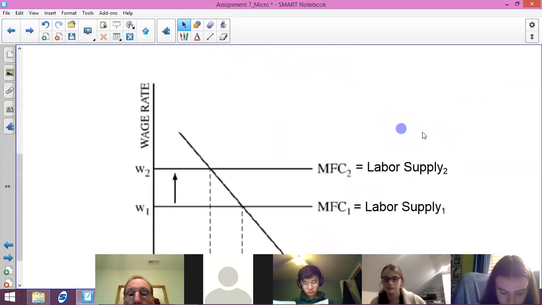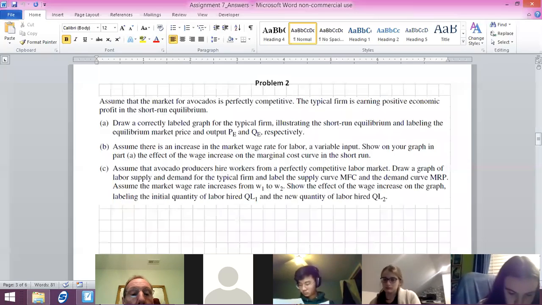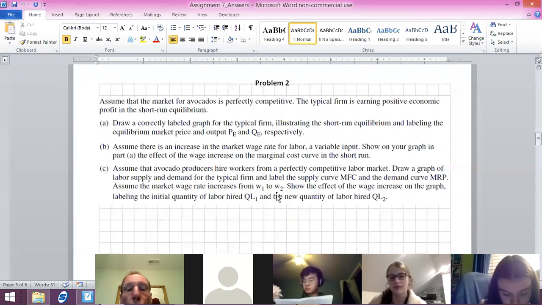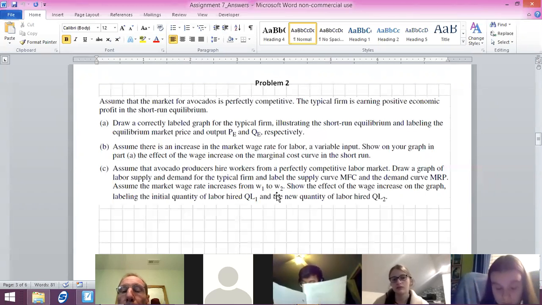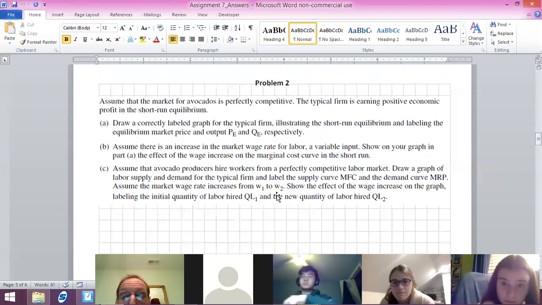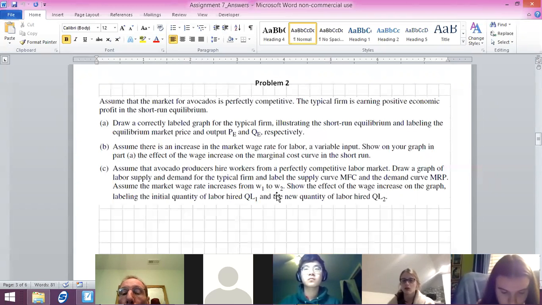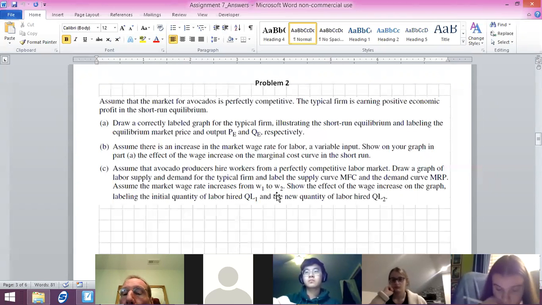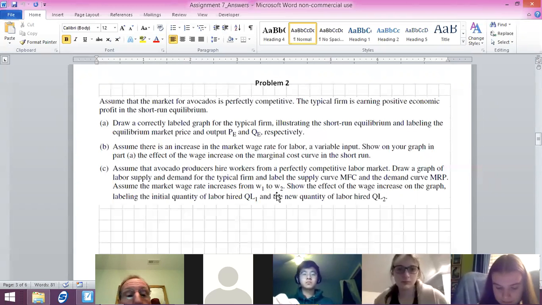Now, the next part of this, they're telling us we are going to assume that the avocado producers hire workers from a perfectly competitive labor market. And we want to draw a graph of the labor supply and demand for the typical firm and label the supply curve marginal factor cost, or MFC, and the demand curve marginal revenue product, or MRP, okay?